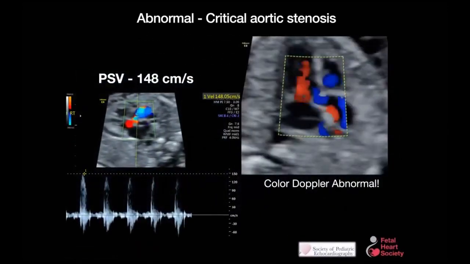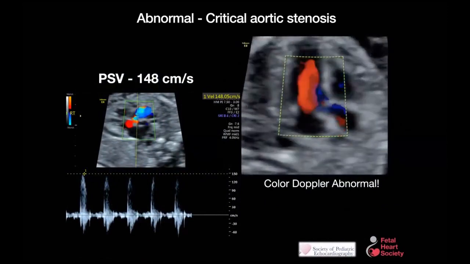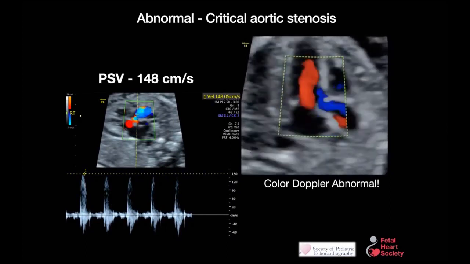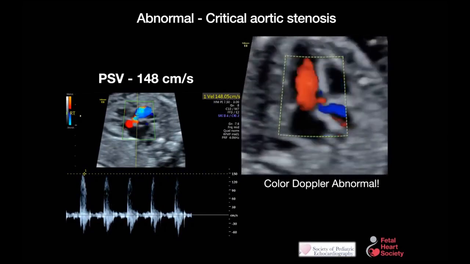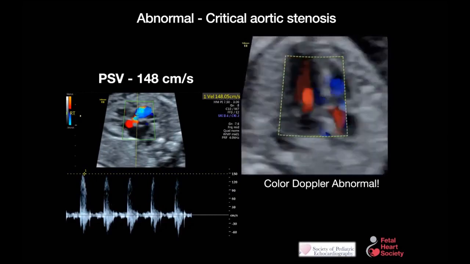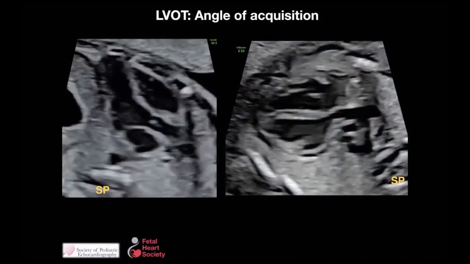And the peak systolic velocity is 148 centimeters per second, pulse wave. And so it's very important, again, that when you see color, using light color, you want to see smooth laminar flow. And again, correct Doppler angle of insonation as well.